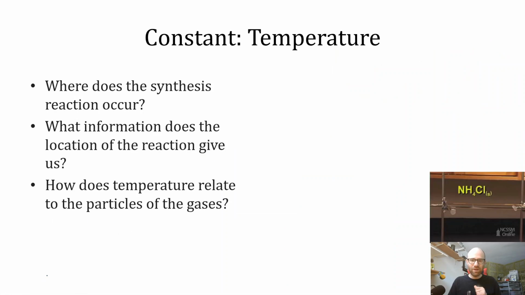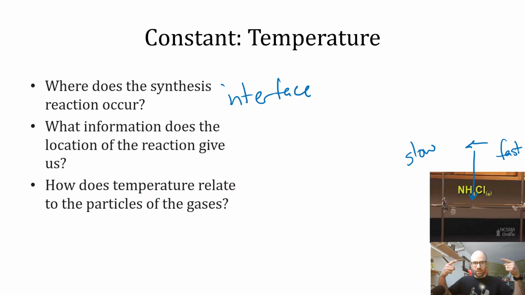So let's pick apart this whole process. The idea here is that this ends up further to this side than it should. So the synthesis reaction occurs at the interface. And so the information of the location, the closer that this reaction happens to one side, we can assume that those particles are slower. The idea is that they're going to be meeting and they're going to be going together. If they travel at the same speed, you'd see that line form right in the middle, but it doesn't. It shows up where they meet.